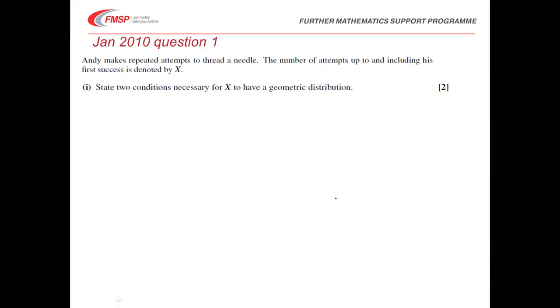So, January 2010, question 1. Andy makes repeated attempts to thread a needle. The number of attempts up to and including his first success is denoted by x. State 2 conditions necessary for x to have a geometric distribution. So these are very similar to the binomial, so you need to be a bit careful with these. So the attempts are independent.